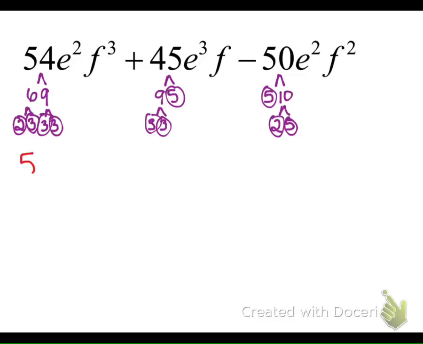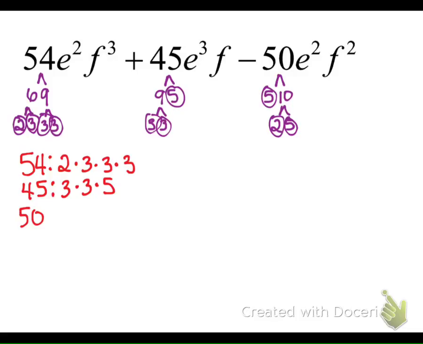All right, let's bring those numbers down. So I have 54 equals 2 times 3 times 3 times 3. 45, I have 3 times 3 times 5. And 50, I have 2 times 5 times 5. Good thing you are here, Jemiah, because you are catching me.